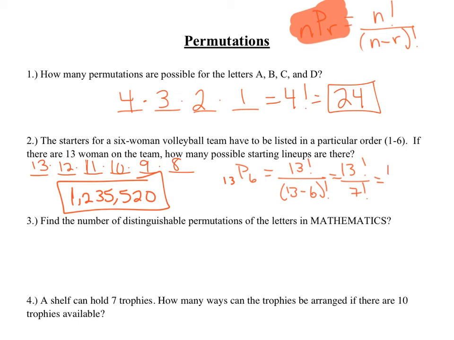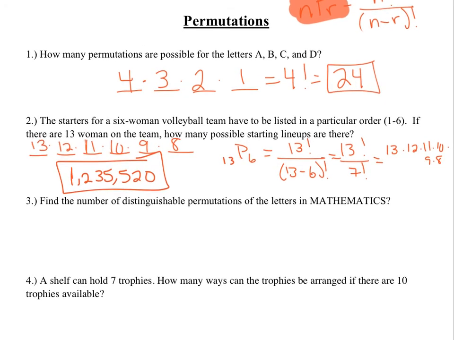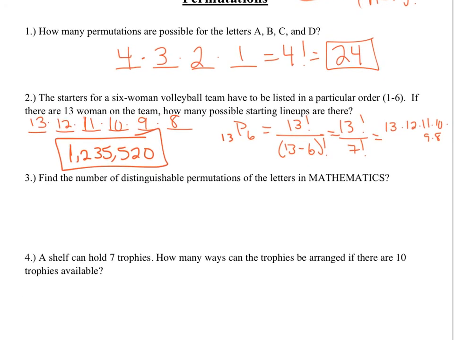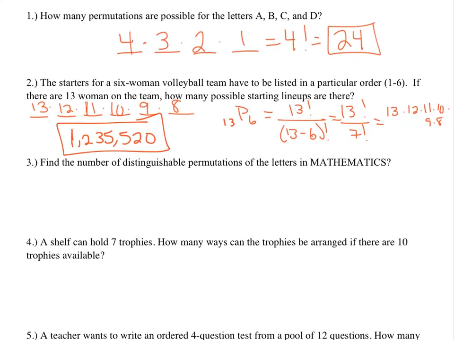So in the numerator you really will only have 13 times 12 times 11 times 10 times 9 times 8, because anything beyond that is going to cancel out with your denominator. And as you can see here, that's exactly what we had when we wrote it out this direction. So you end up with the same answer because it essentially is the same problem.